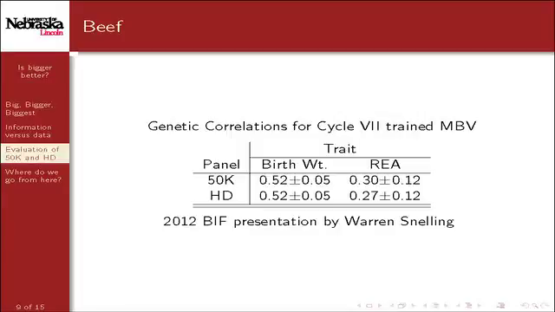Okay? The first set of results is some work that Warren Snelling did and presented at BIF this year, looking at the genetic correlations for some cycle 7 trained MBV, trained using both a 50K and an HD panel, for both birth weight and ribeye area. I have the genetic correlations here along with the standard errors, and they look very similar to each other.